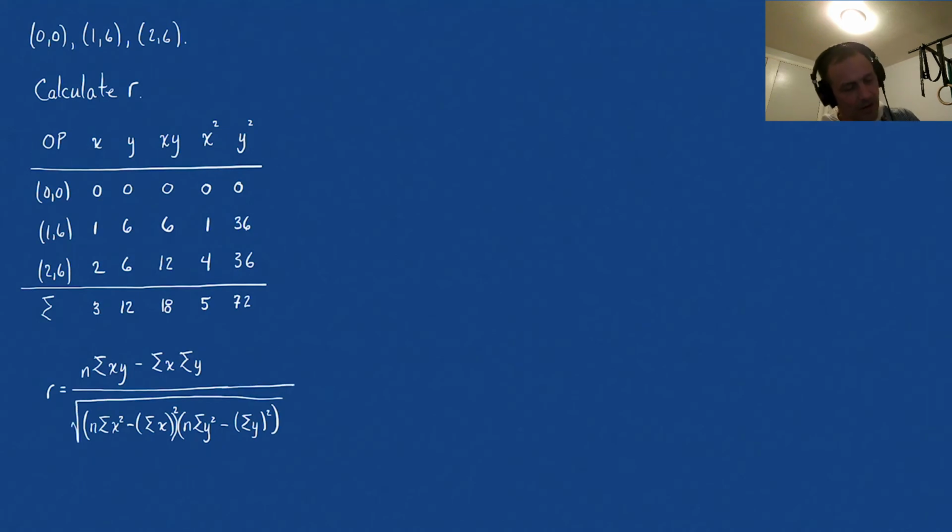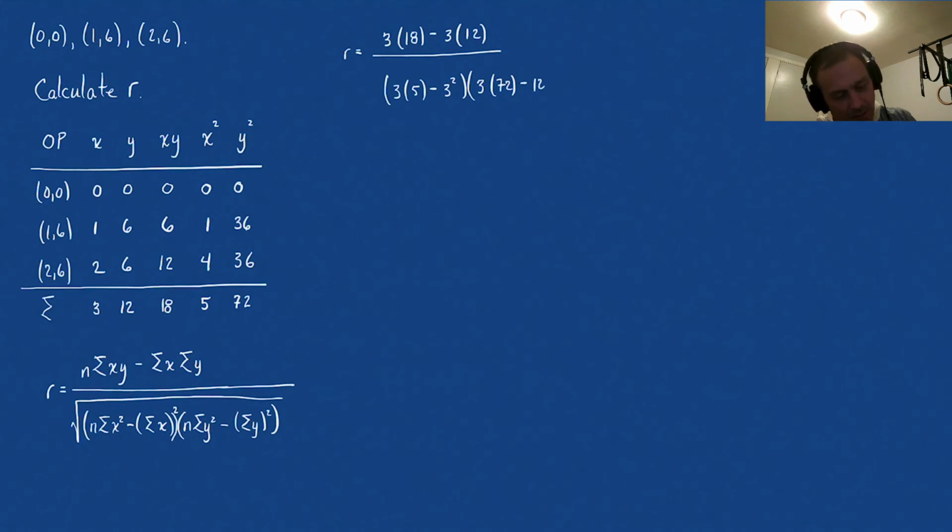So let's calculate this. So r is equal to n, which is 3, the sum of the product of x and y is 18, the sum of the x's is 3, the sum of the y's is 12, over, then we have 3 times the sum of the x squareds, which is 5, minus the sum of the x's, which is 3, squared, times 3, which is n, times the sum of the y squared, so that's 72, minus the sum of the y's squared, well, that's 12 squared. Put all that under a square root.